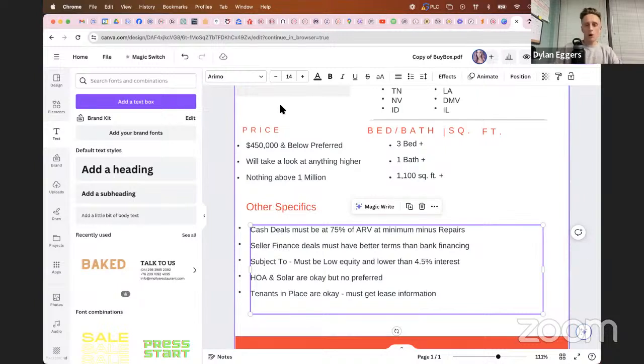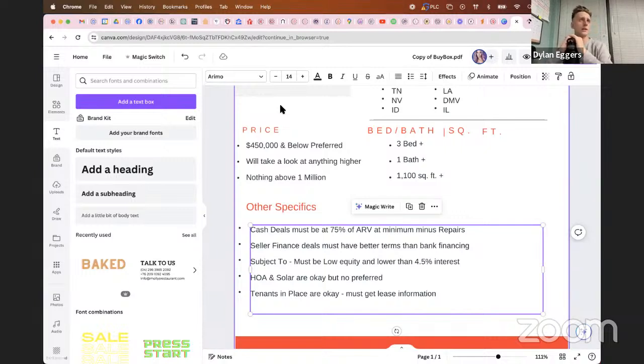HOA and solar are okay, but they're not preferred, right? We'll look at them. We wholesale deals with HOA and solar, but they're just not preferred. Tenants in place are okay, as long as we understand the lease information.